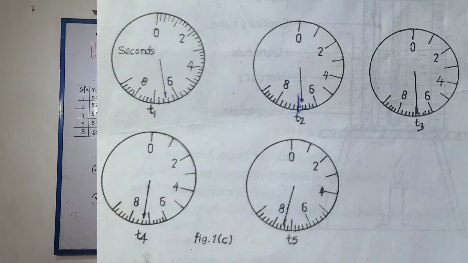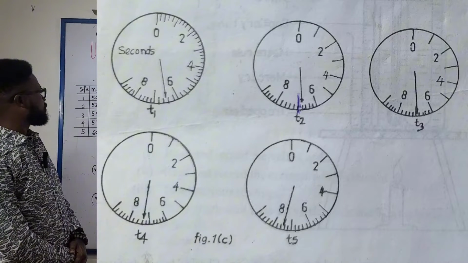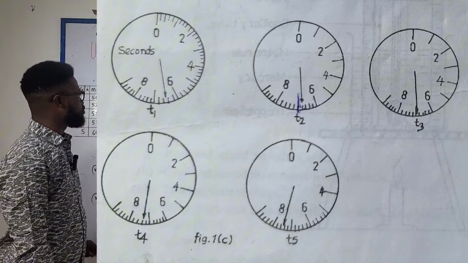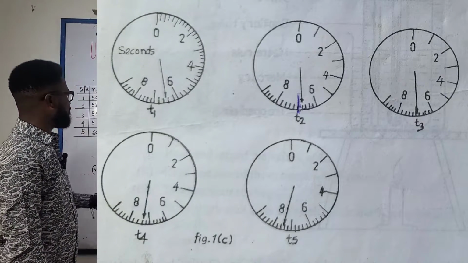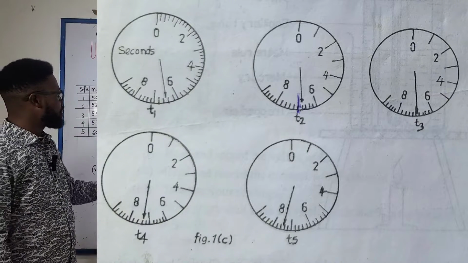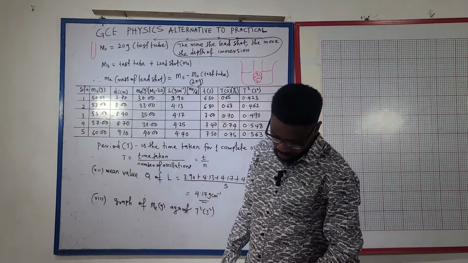Figure 1c on your screen is talking about the timing it takes to complete 10 oscillations. It was 6.50 for the first reading, 6.80 for the second reading, 7 for the third reading, 7.40 for the fourth reading, and lastly for the fifth reading, 7.50. Okay, that ends that for Roman figure 3.